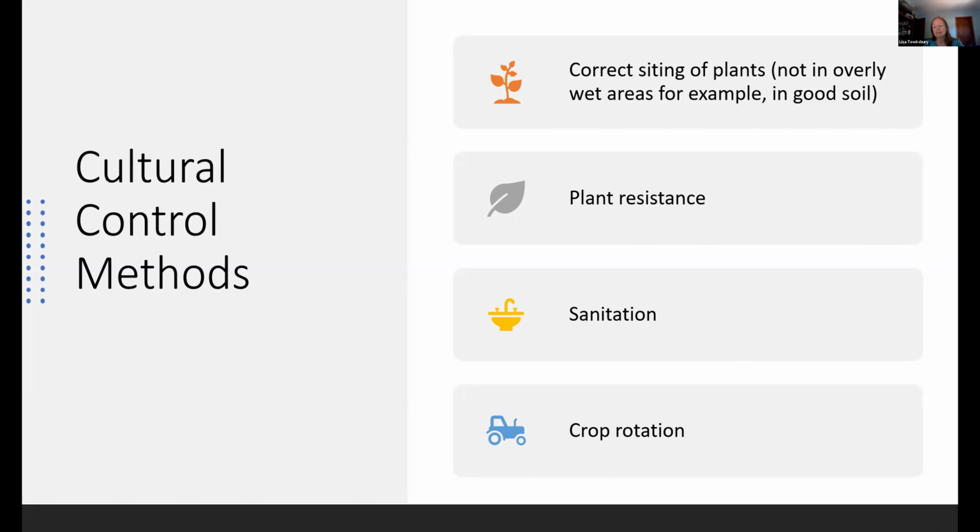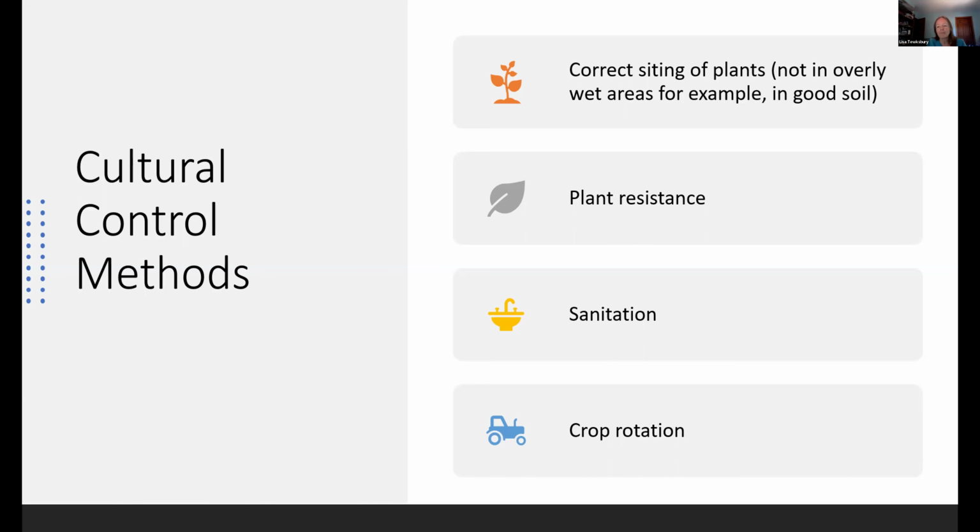So kind of going along with the prevention of problems, cultural control methods have been used forever, as long as people have been farming. So I mentioned correct siting of plants. You don't want to put them in really wet areas, too close to buildings. There's many different things that are important for siting. I mentioned plant resistance, if it's available, or sometimes just choosing to grow crops that don't have a large complement of pests, if you can find that.